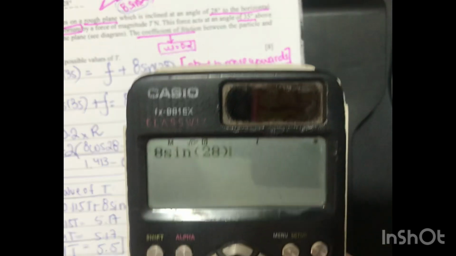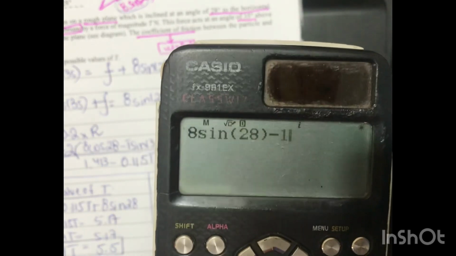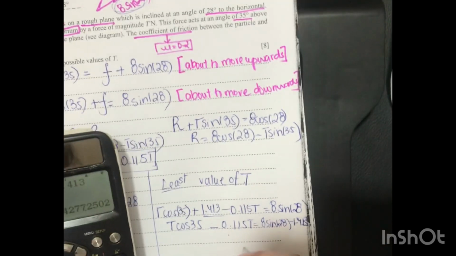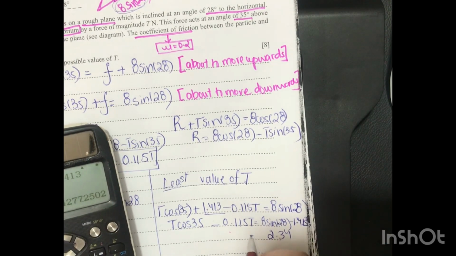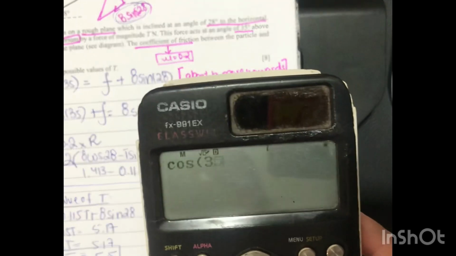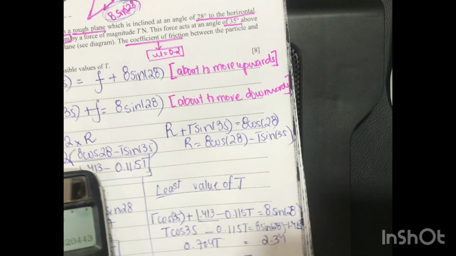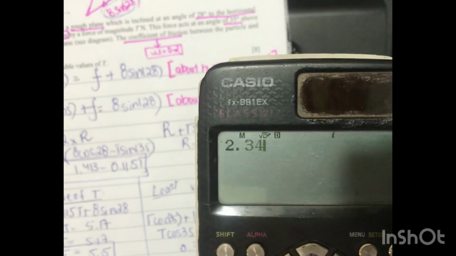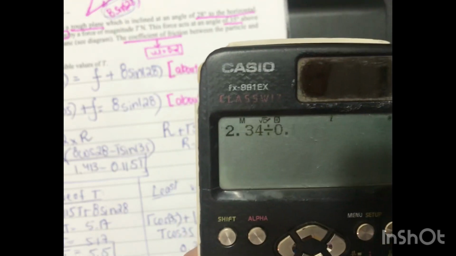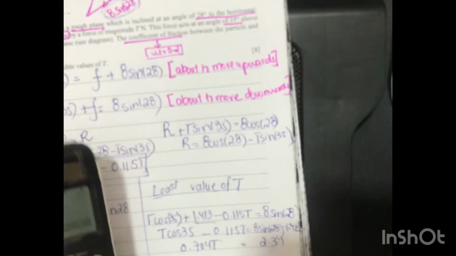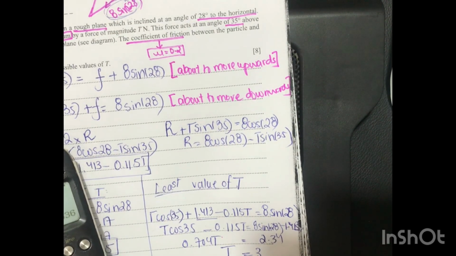So let's simplify this side. 8 sine 28 minus 1.413 is 2.34. As for this side, cos 35 minus 0.115 is 0.704t. So dividing this value on both sides, 2.34 divided by 0.704 is 3.3. So t is equal to 3.3.